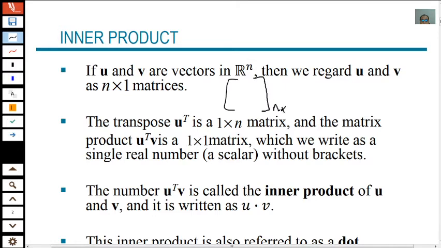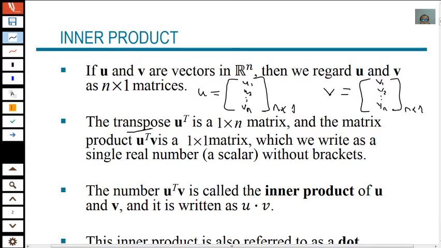N by 1. For example, we represent the vector u, and it has components u1, u2, and so on up to un. Or vector v has the representation in matrix notation in this form, v1, v2, up to vn. Vectors are considered as n by 1 matrices. We have n rows and just one column to represent vectors.